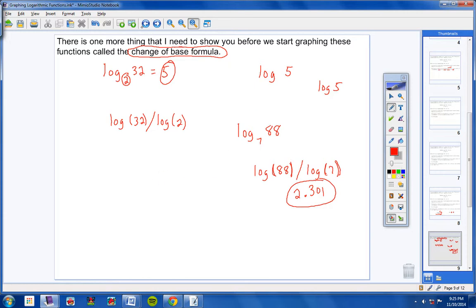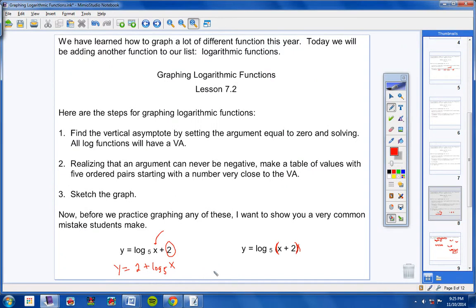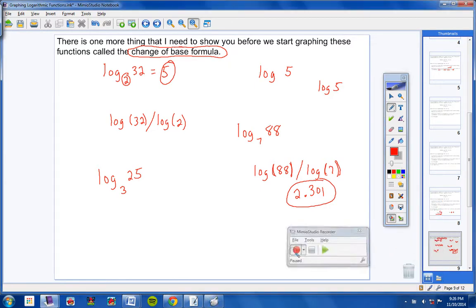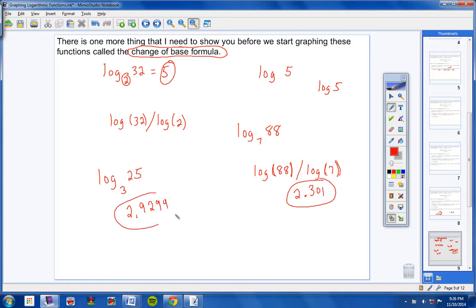Okay? Now it's very important you know how to do this, because in a second you have to be able to type functions like this into your calculator. And if you don't know how to type them in when it's a base 5, then you're not going to be able to type these into your grapher and get out a table of values. Okay? So it's very important that you understand how to do this. Alright? Let me give you one more to practice, and then we're going to go on, okay? Okay, try this one here. Okay, students, if you're typing this into your calculator correctly, you should get out 2.9299. Okay? Alright, let's continue on.